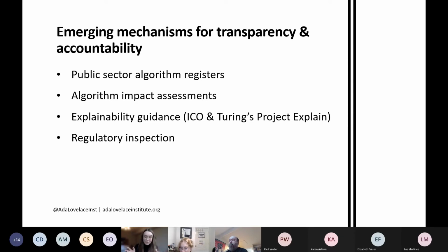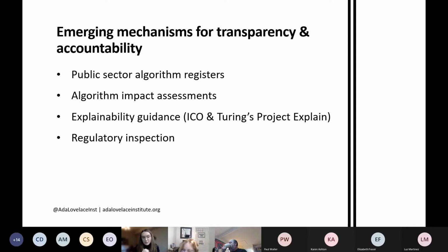What are the sets of descriptive factors that might be easy and practicable for frontline workers or procurers of systems to be able to describe the systems in use? And then that hopefully feeds into the potential for a public document documenting these pieces.